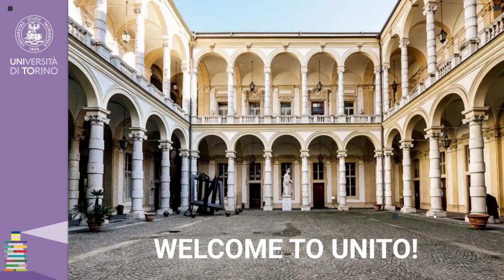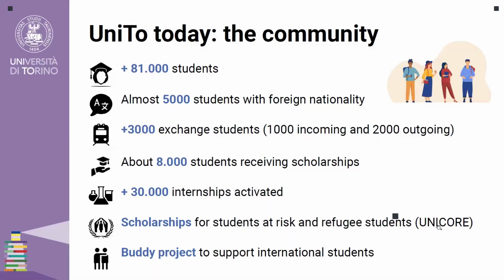If we go a little bit further, I would like to give you some of the numbers of our community. So we are one of the biggest universities in Italy. Actually, you can see some of the numbers in this slide. We have a total of about 81,000 students. So it's a huge community of students, 5,000 students from foreign nationalities, so international students, and we have about 3,000 exchange students, meaning 1,000 incoming and 2,000 outgoing. So it gives you an idea about the international environment at the university.